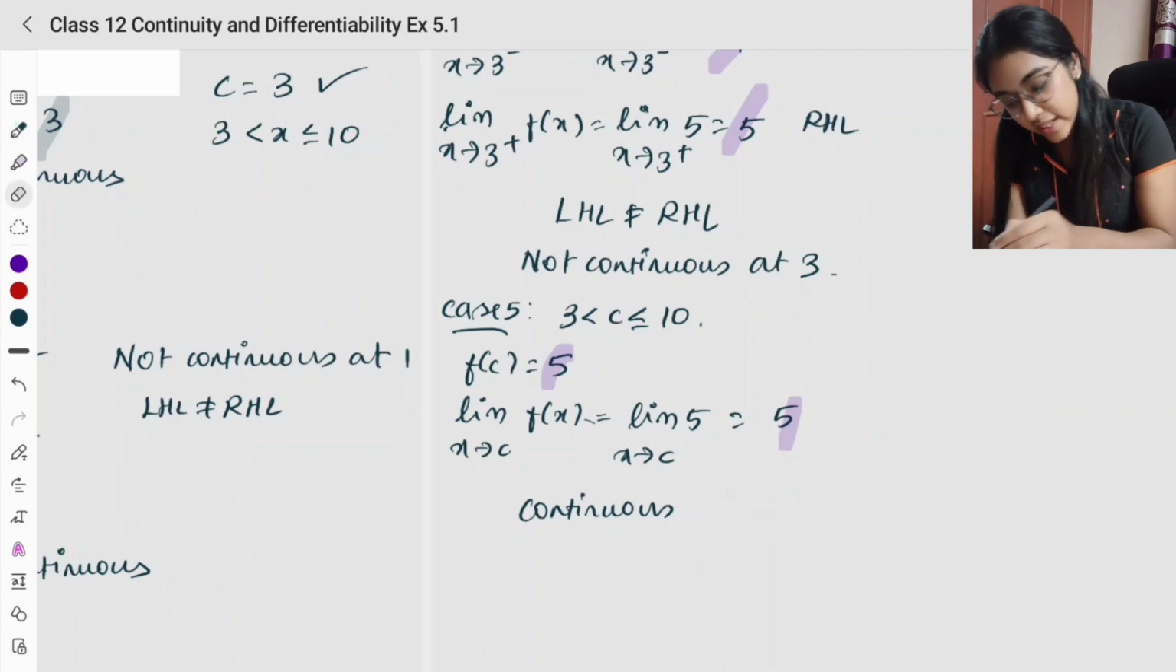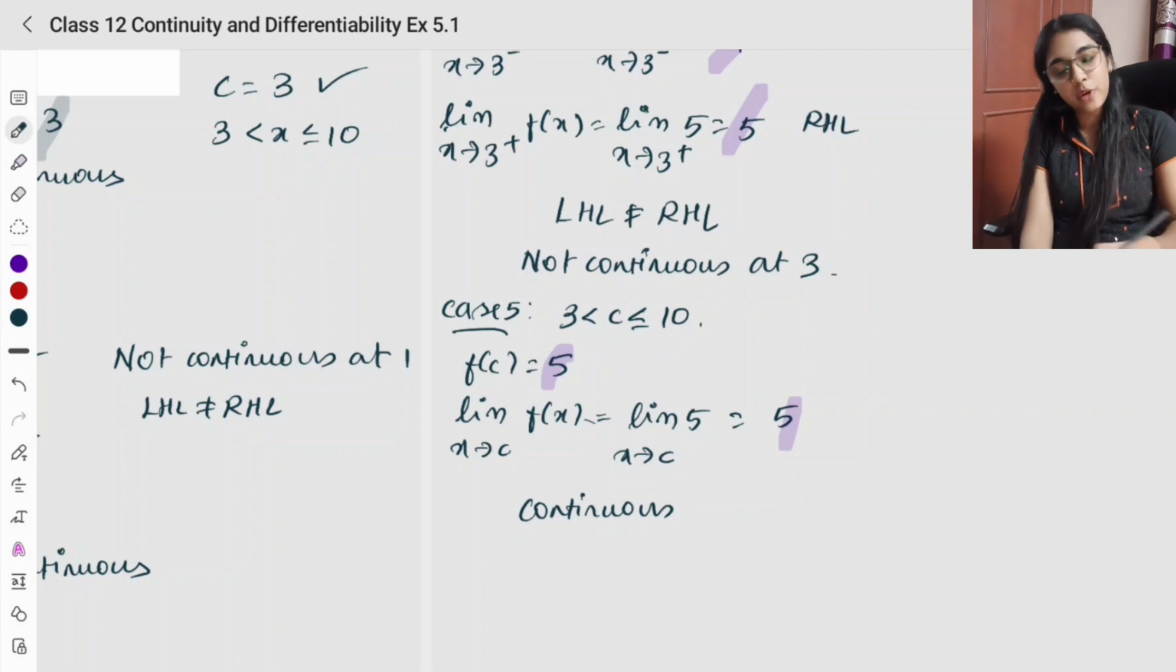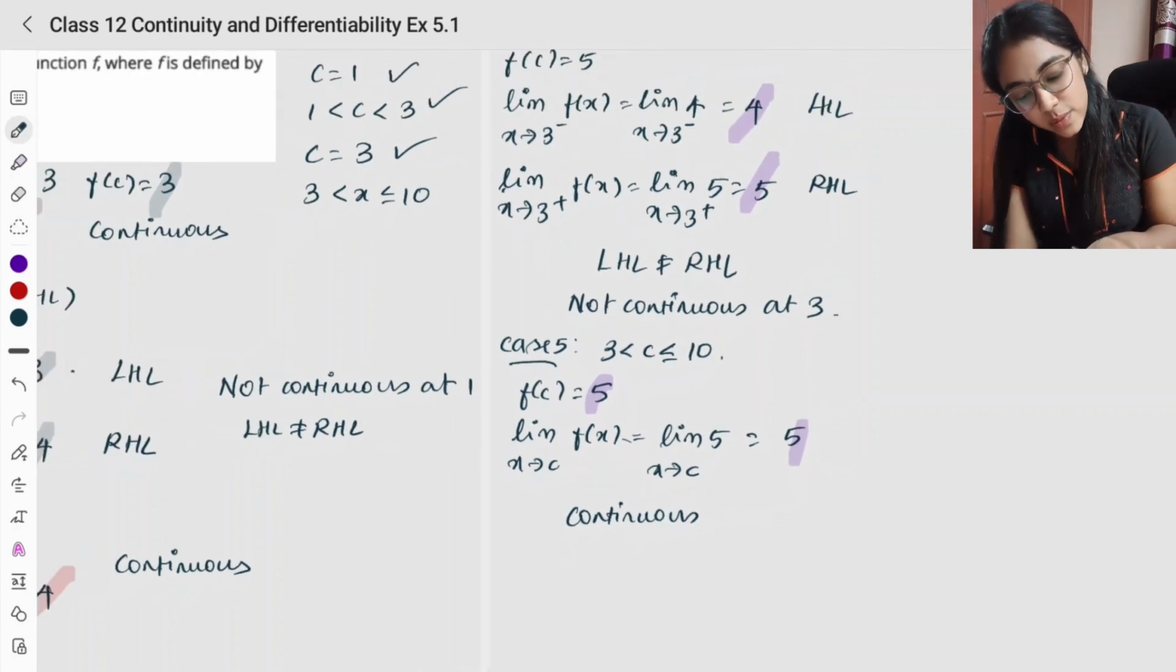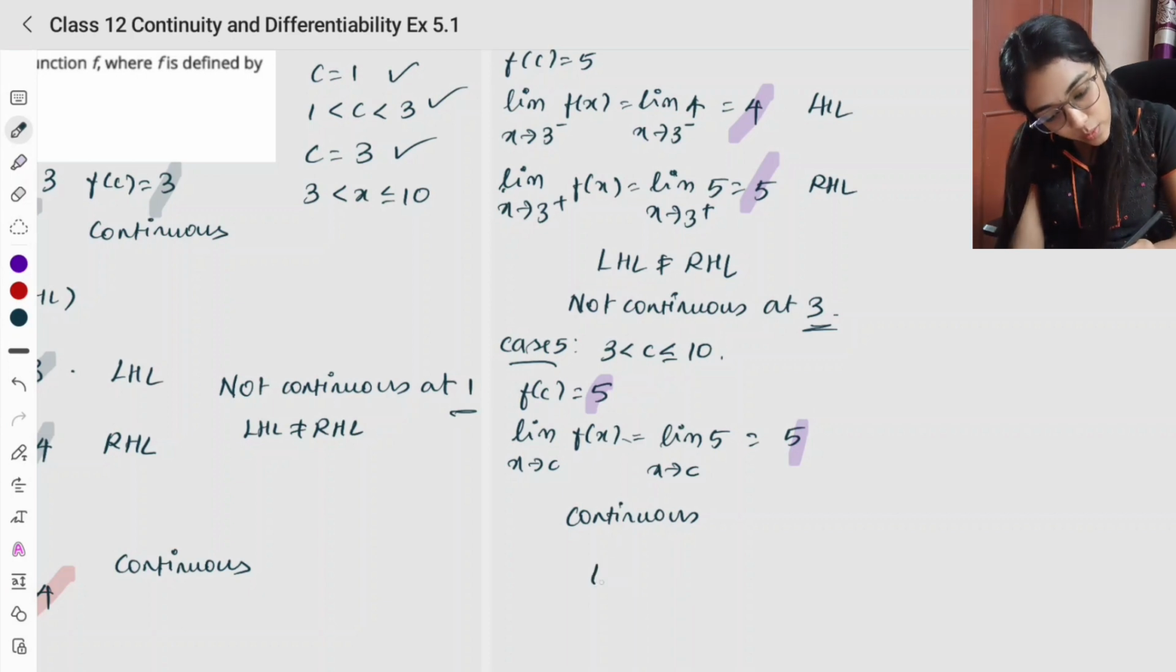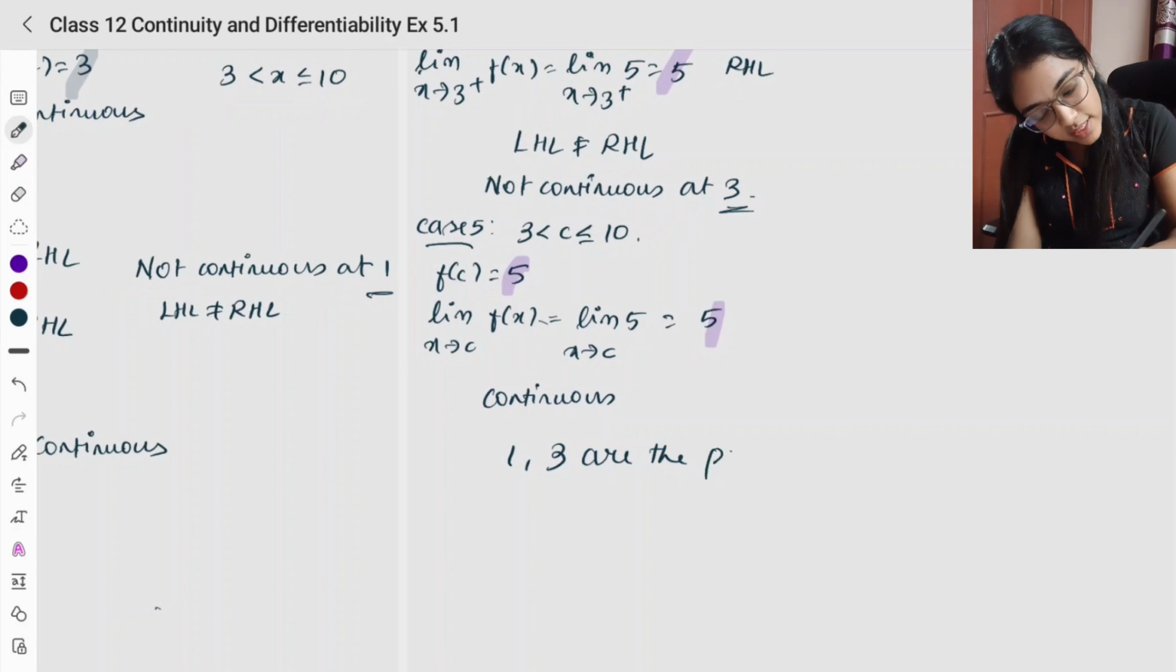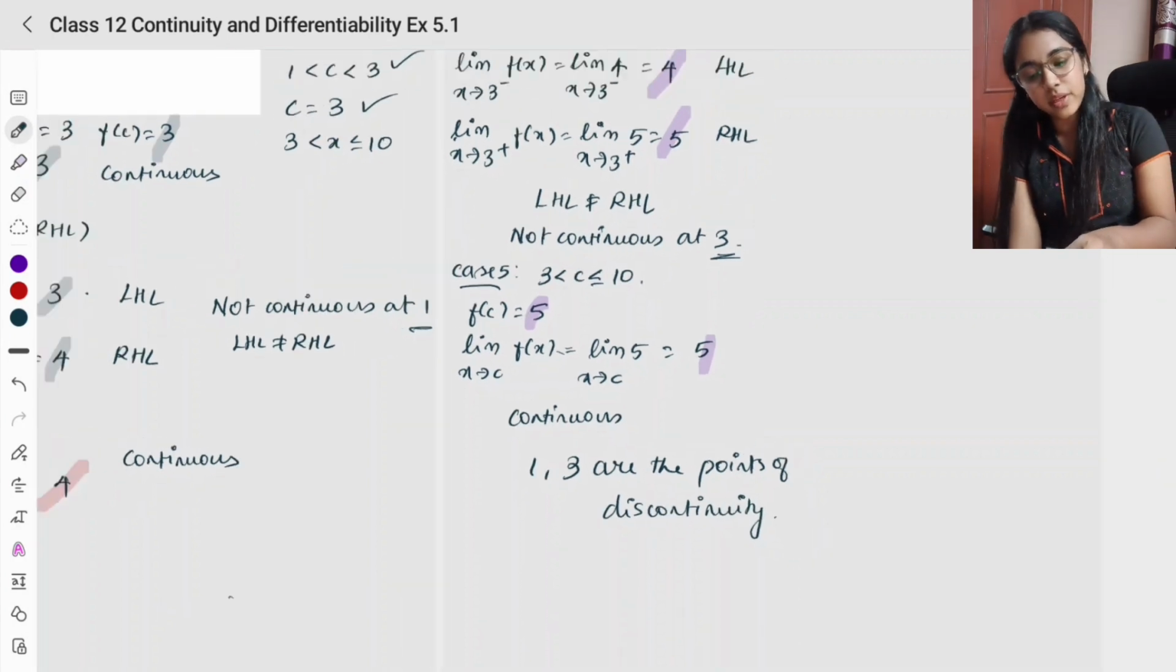In this case there is nothing left for x. So it is continuous. So what is my point of discontinuity? It is not continuous at 3 and it is not continuous at 1. So 1, 3 are the points of discontinuity. Okay, pretty simple. Please copy.